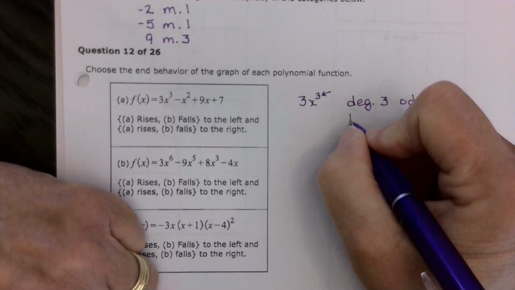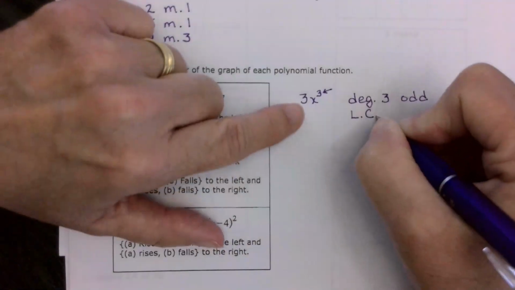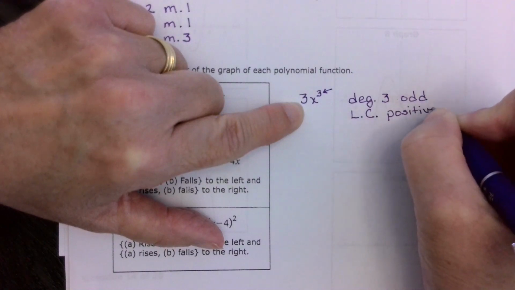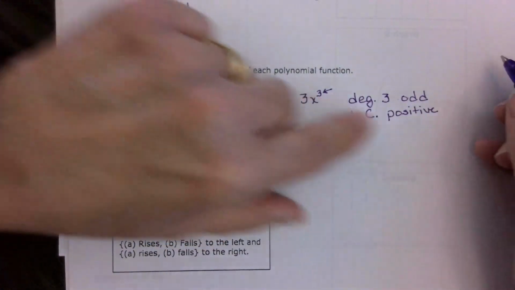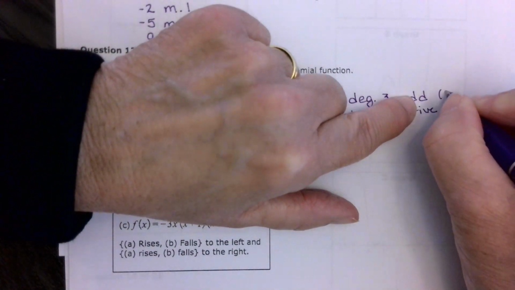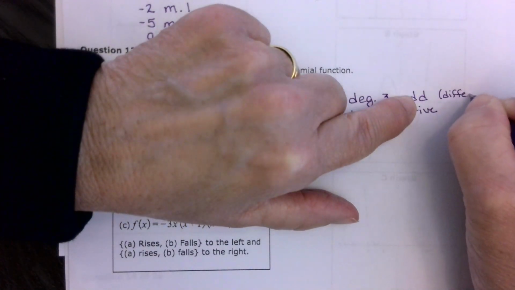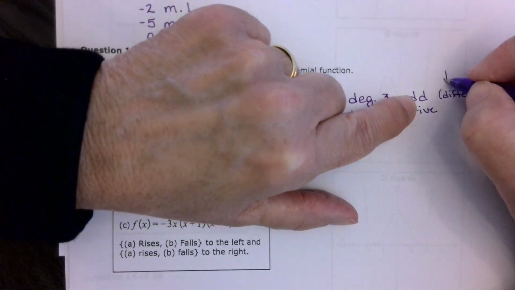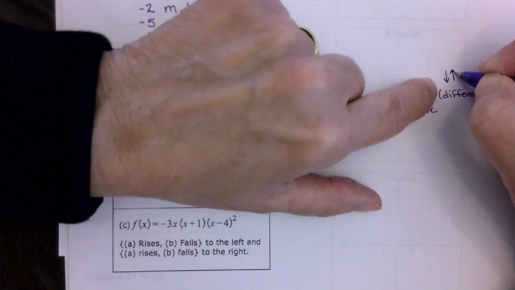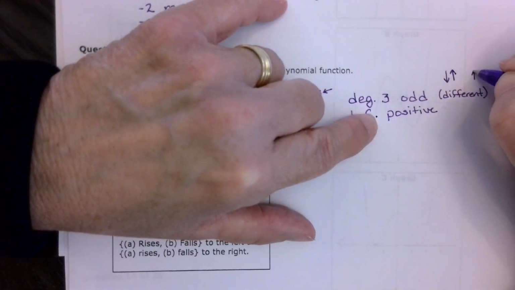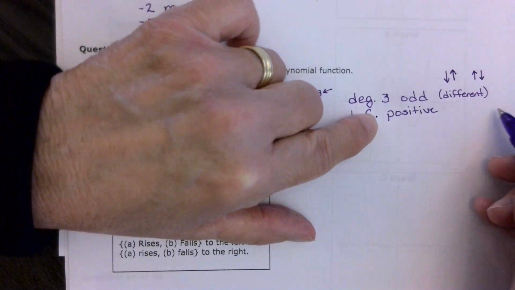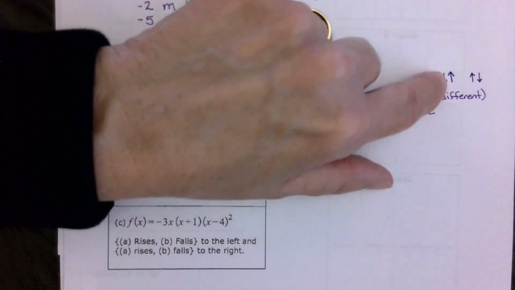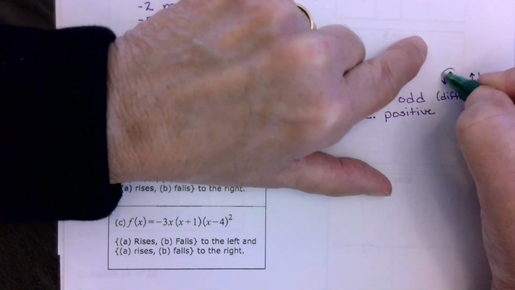So you go to your leading coefficient, which is 3, which is positive. Has a positive leading coefficient. So that means they go different directions. They either go like this, down on the left, up on the right, or this. That's where your leading coefficient comes into play. If it's positive, looking at the right, it's always going to be up on the right. So it's this one right here.